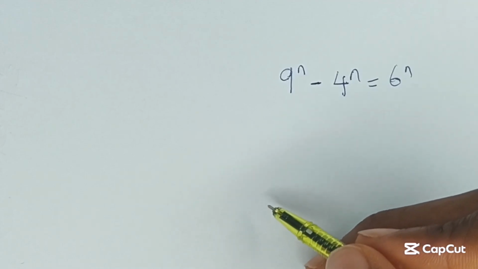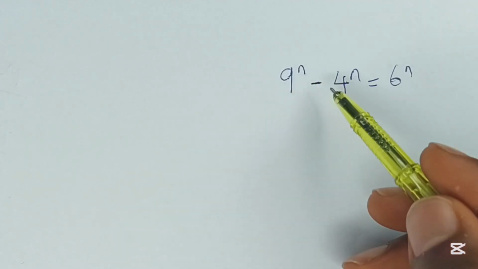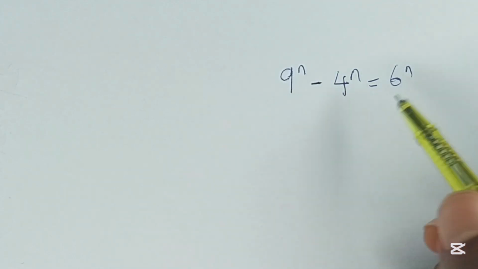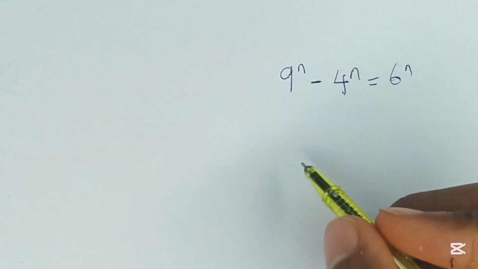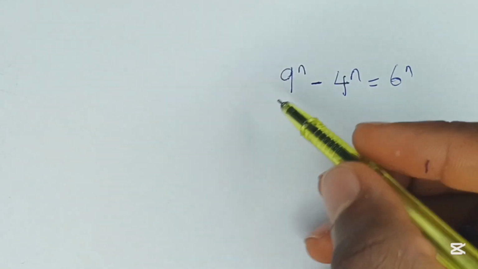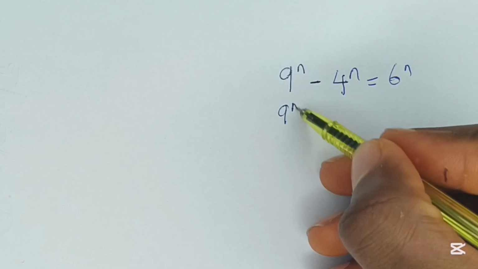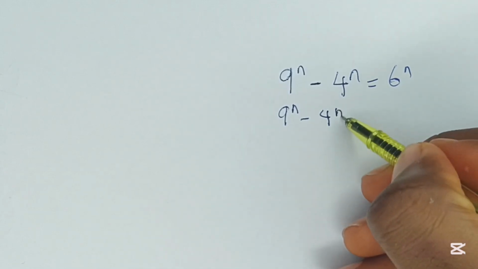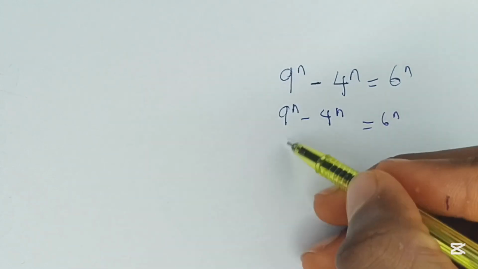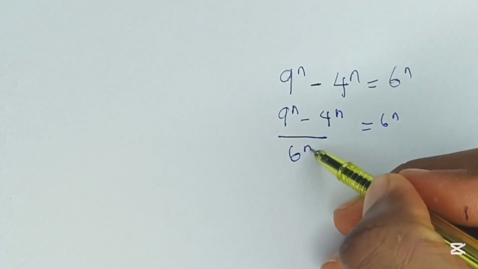Let's solve this together. It says 9 to the power of n minus 4 to the power of n is equal to 6 to the power of n. How do we solve this? The first thing to do here is to say 9 to the power of n minus 4 to the power of n equals 6 to the power of n. We divide both sides by 6 to the power of n.